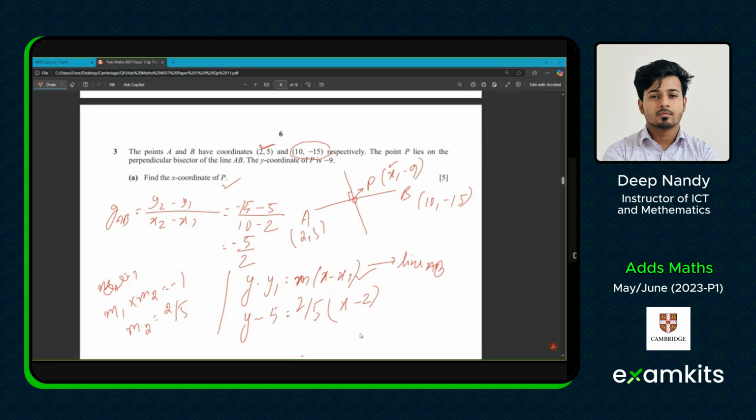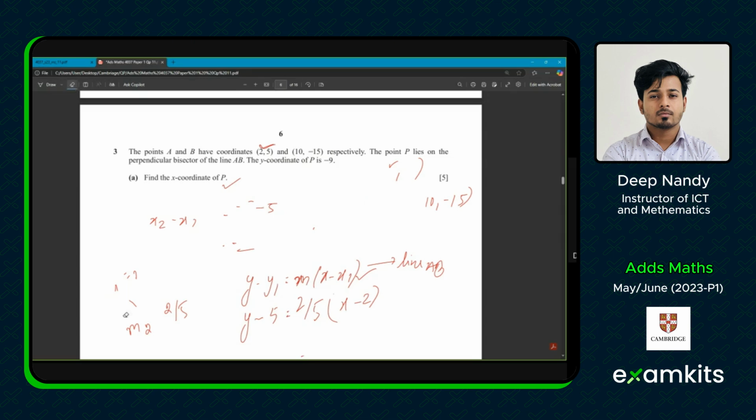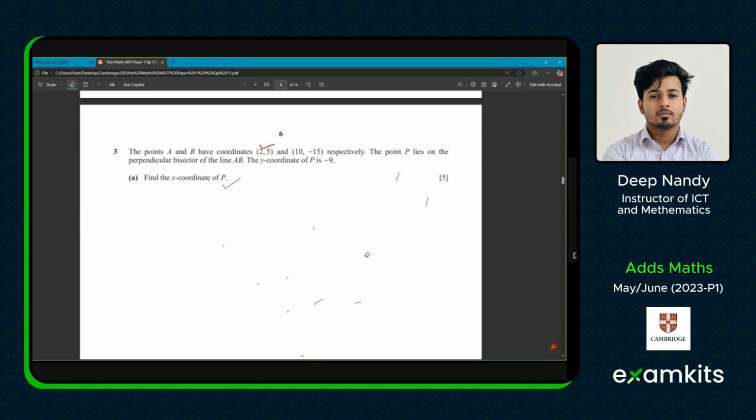As this is a perpendicular bisector, we can say that this is the point. Okay, I'm going to erase this. I'm sorry for this. Continue to erase this. This is something wrong. This is where the point P lies.